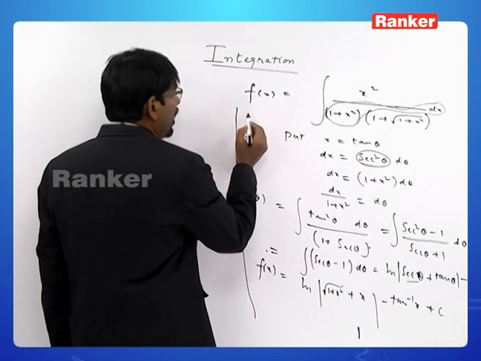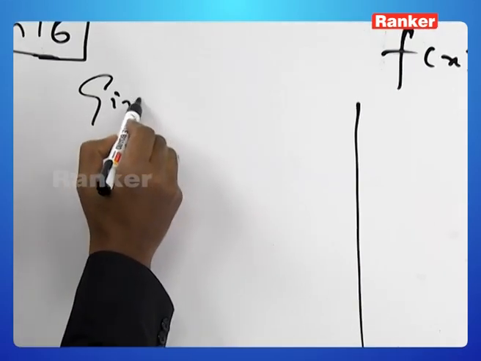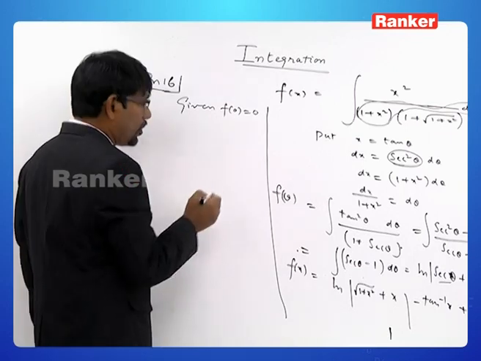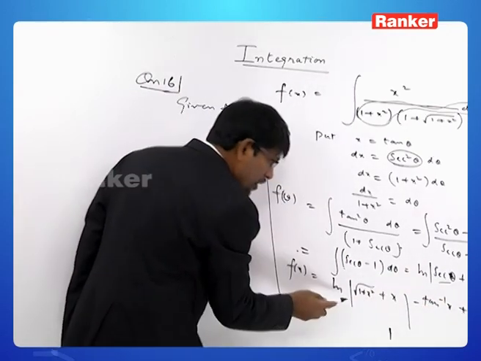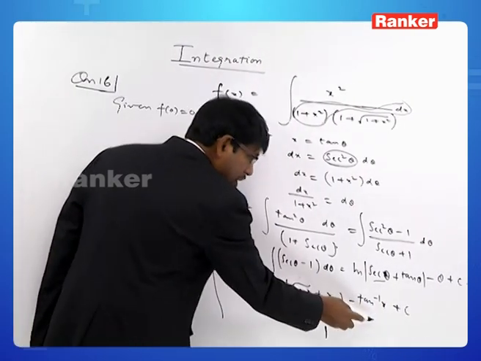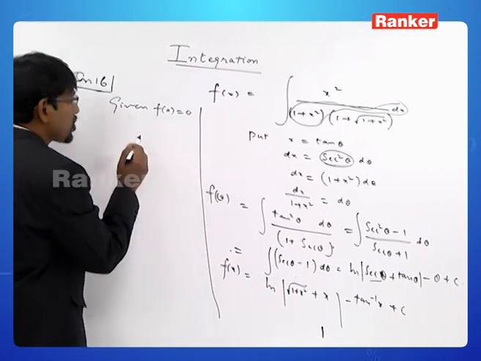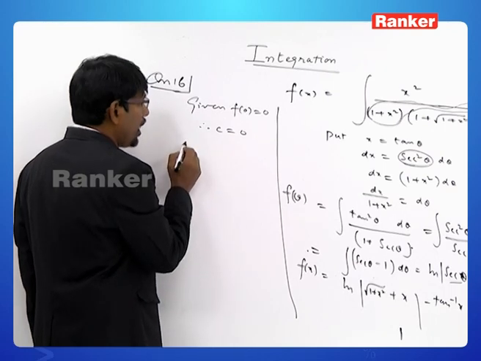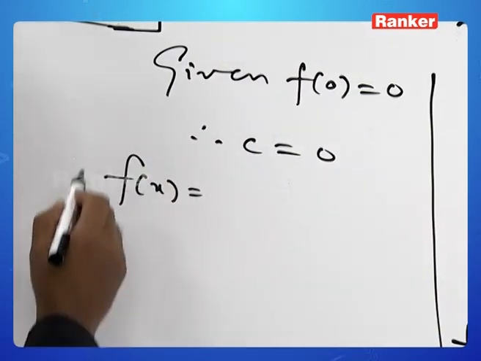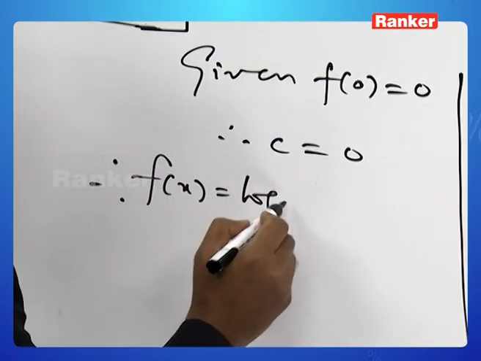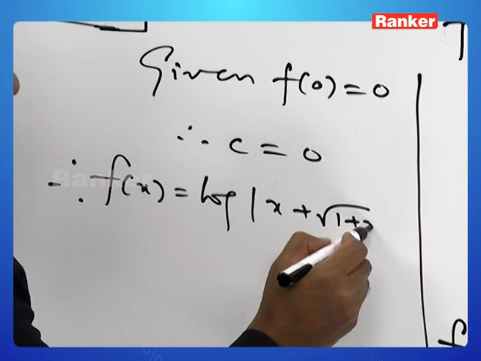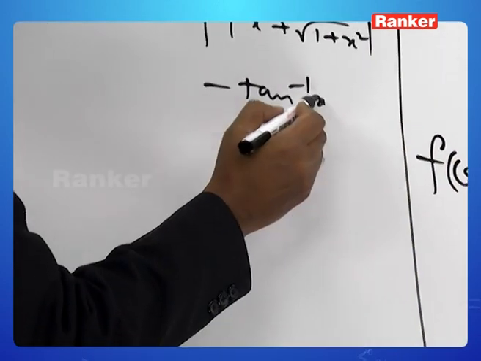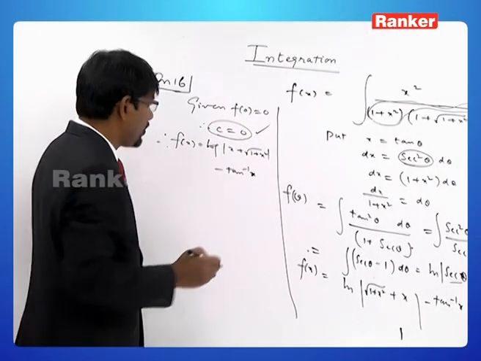Now since we are given f of 0 to be 0, when I put x equal to 0, this part becomes 0, this part also becomes 0. So c has to be 0. Hence f of x is log of x plus root over 1 plus x square minus tan inverse x, since c is 0. So we have this thing.